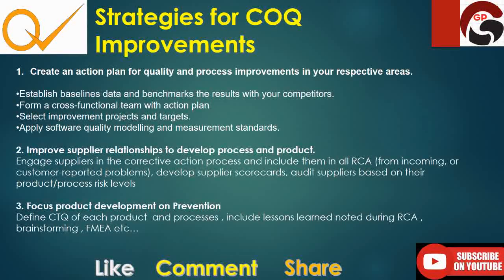Maybe you can create a small cross-functional team where 4 to 5 people will each have a target and action plan put in place. Improve supplier relationship to develop a process and product. Engage suppliers in a corrective action process and include them in all root cause analysis, that is from incoming or customer related problems. Develop a supplier scorecard, audit suppliers based on their product and process risk level.